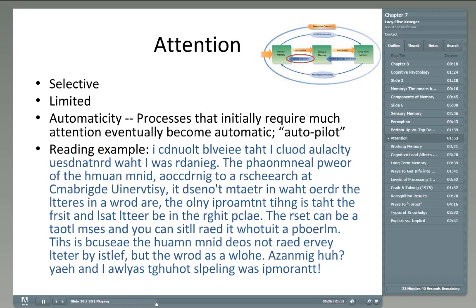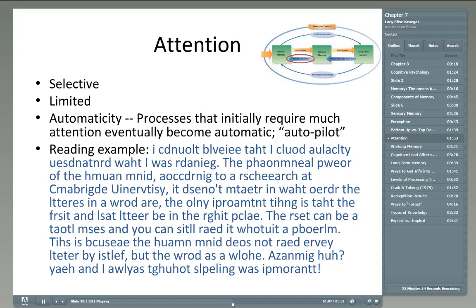One thing that we talk about as teachers, and what we want to have become this way, is automaticity. We know that attention, you don't have an endless supply of it, but automaticity frees up some of these resources. Automaticity is processes that initially require much attention and eventually become automatic, and you're on autopilot. Whenever we're driving home, you're probably oftentimes on autopilot because that route is so familiar.